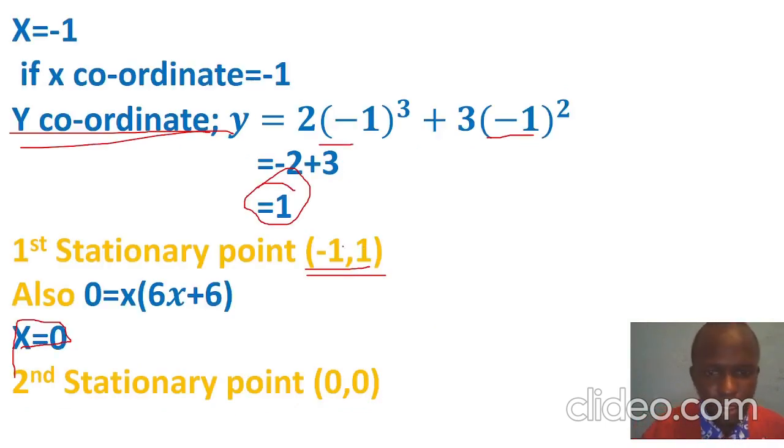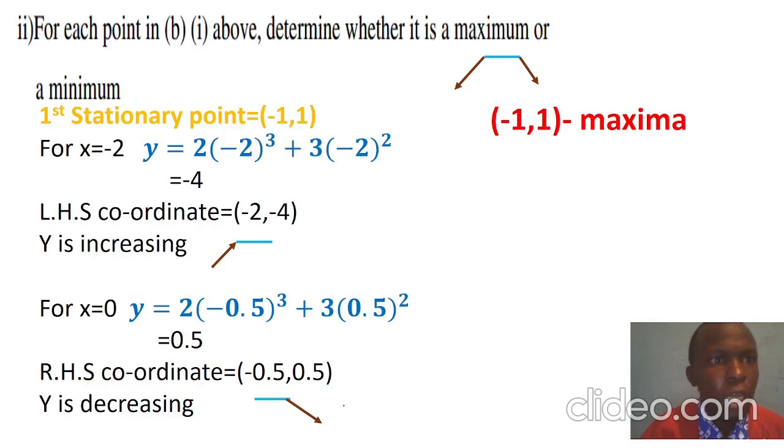What about the next? At x is equal to 0, automatically y will be equal to 0, because we have already established that the y-intercept is 0. So the second stationary point is (0, 0). And so let us now go to the next part of the problem. What is the problem asking? For each point in B1 above, determine whether it's a maximum or a minimum.